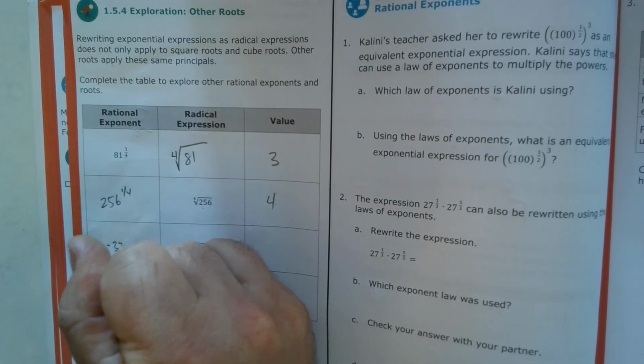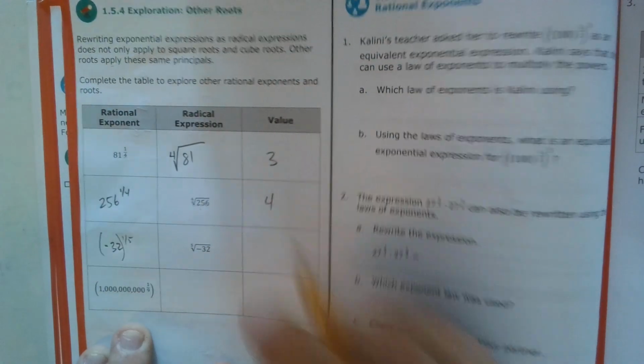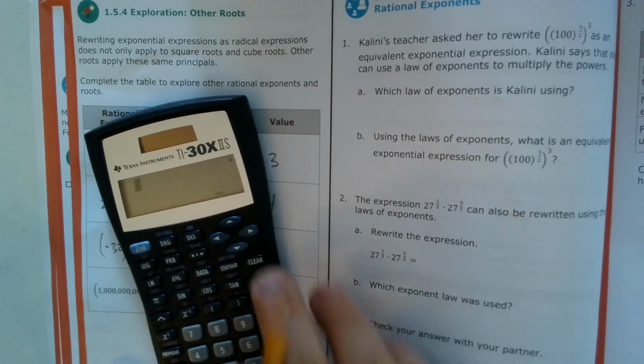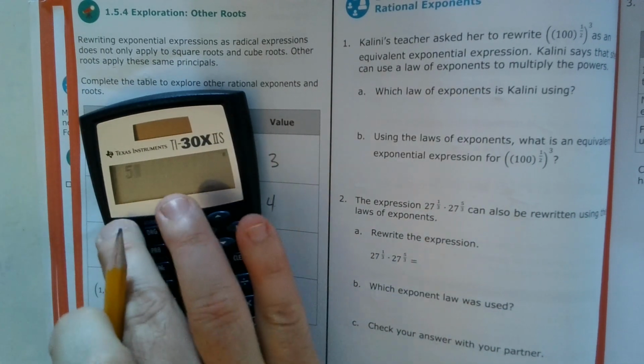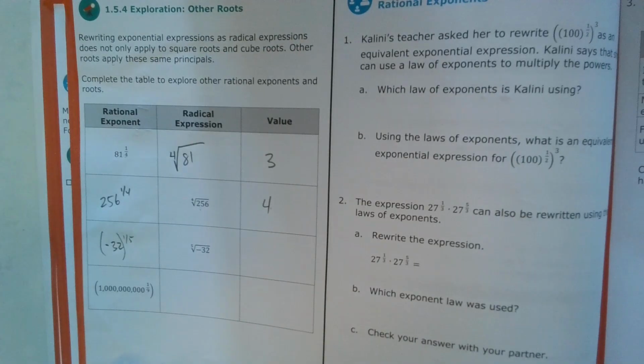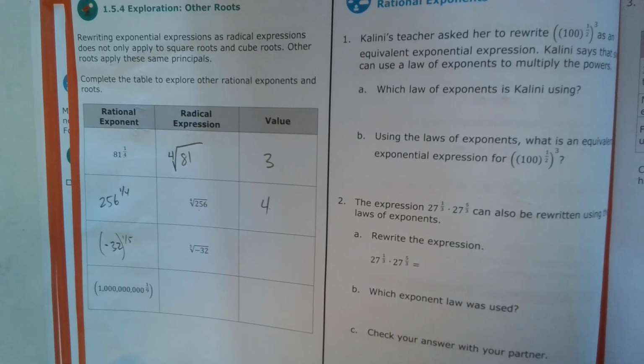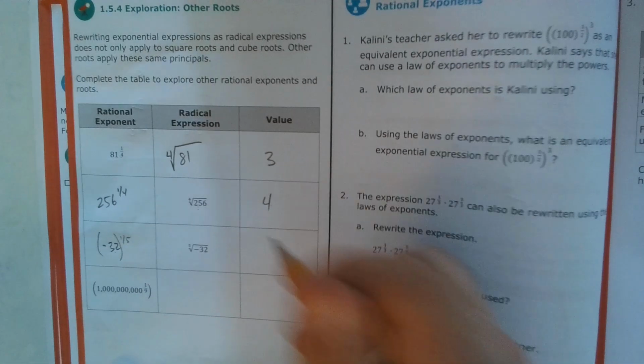This is negative 32 to the 1/5. And let's just do that on here. So we would do 5 root negative 32, negative 2. Negative 2 times negative 2 is 4, times negative 2 is negative 8, times negative 2 is positive 16, times negative 2 is negative 32.